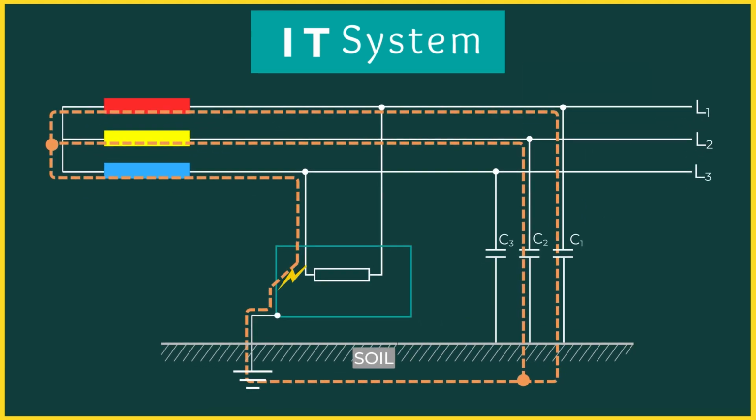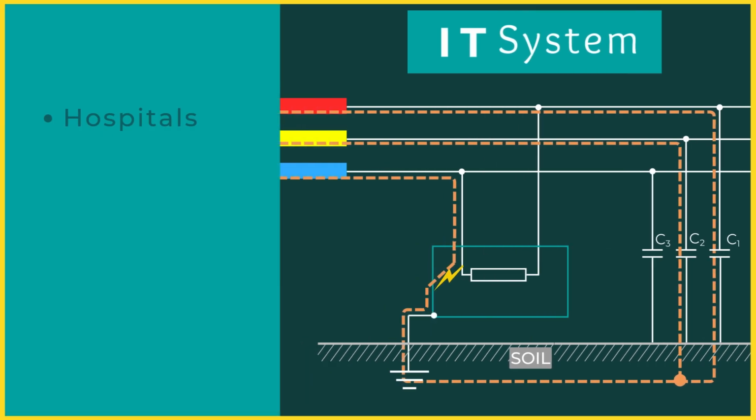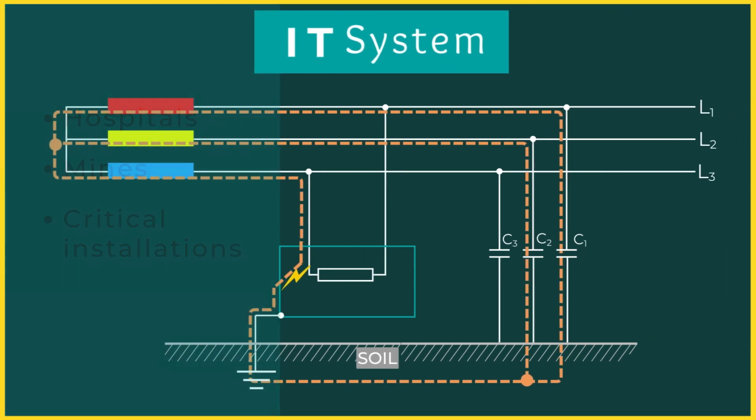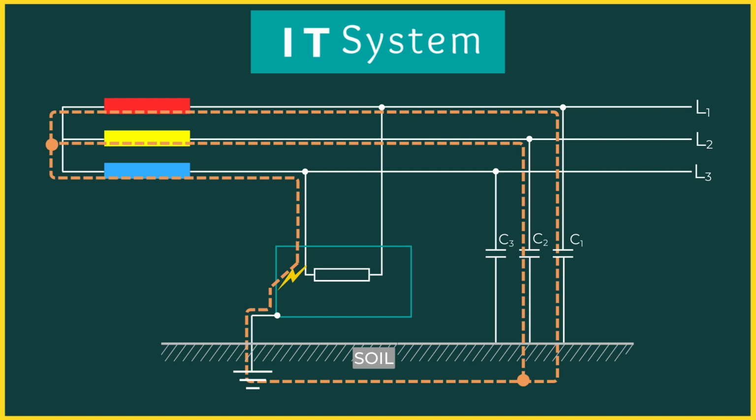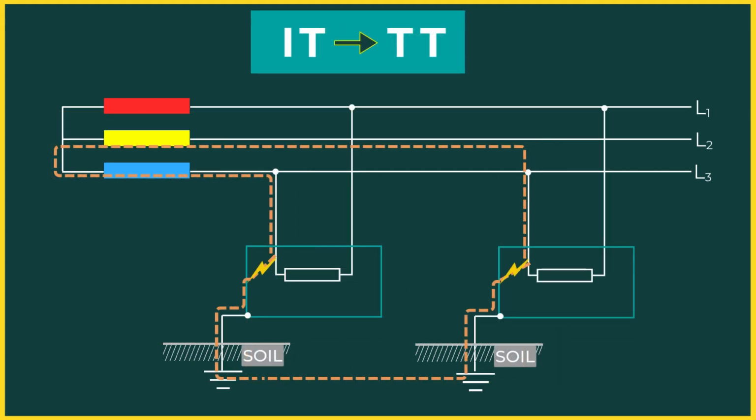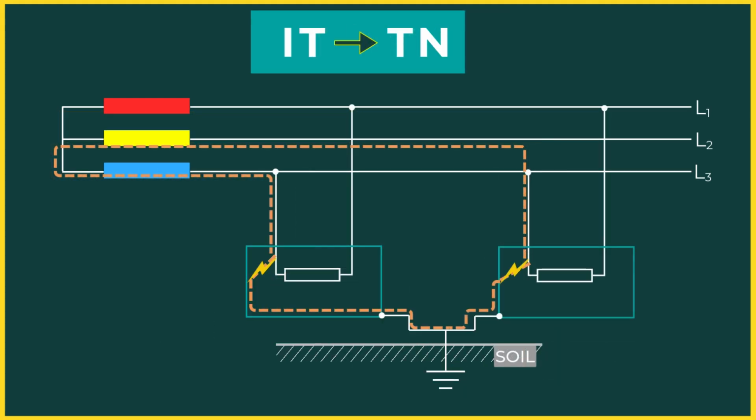Because of this behavior, IT systems are used in hospitals, mines, and other critical installations, where continuity of service is essential. However, it is important to understand that once an earth fault occurs, the system no longer behaves as a true IT system. It behaves as TT or TN, depending on how exposed conductive parts are earthed.